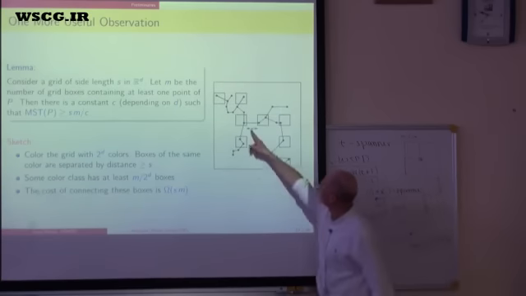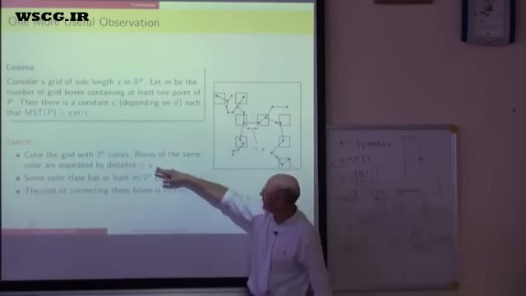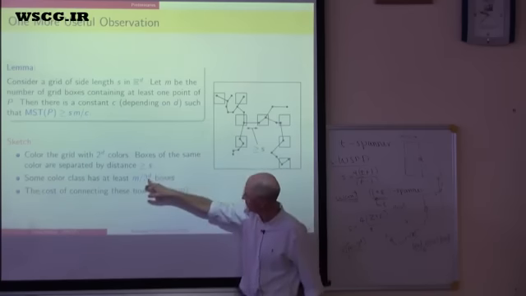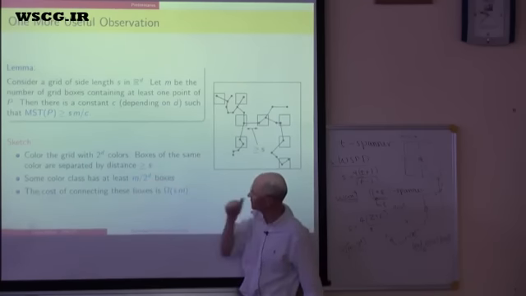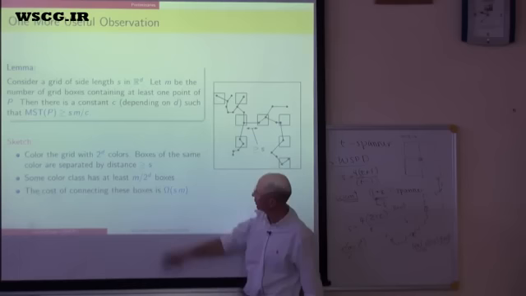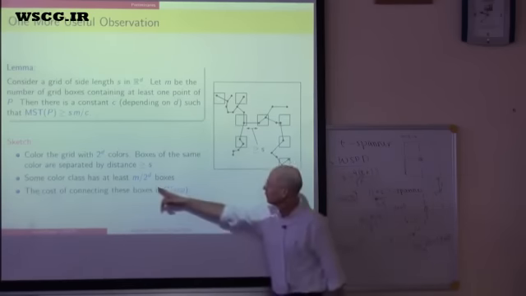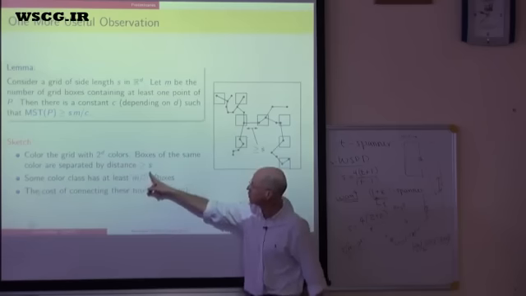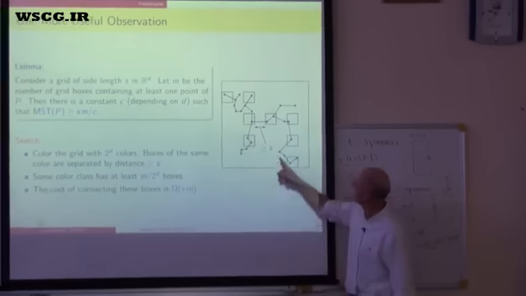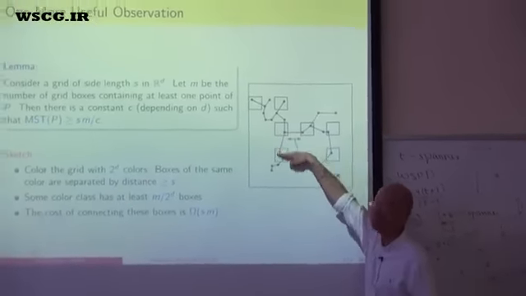And then observe that I've reduced the number of boxes, but at least one of the color classes has to have M over 2 to the D boxes. Let's assume that M is big enough that there are at least 2 boxes here. And then I have to make a connection between 2 of these boxes.